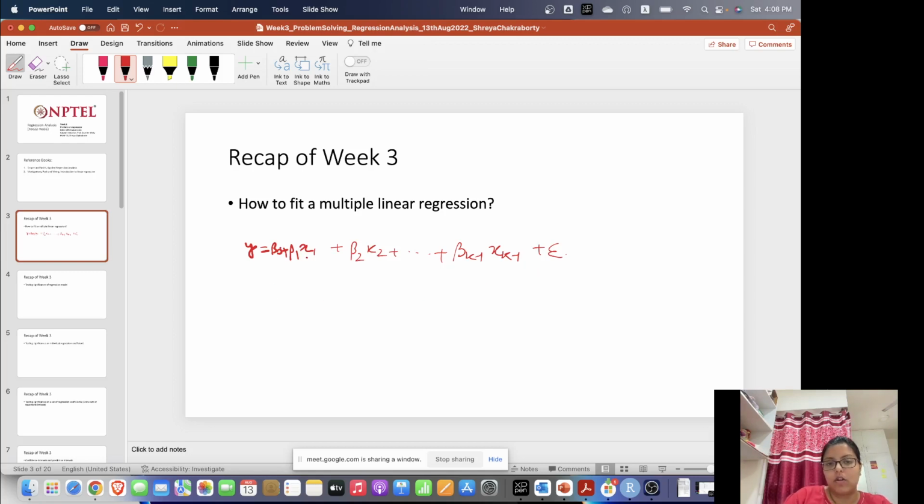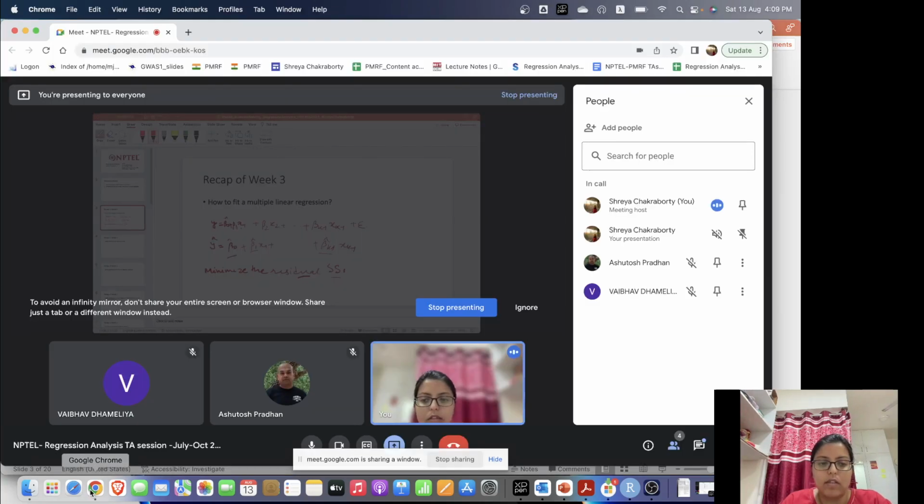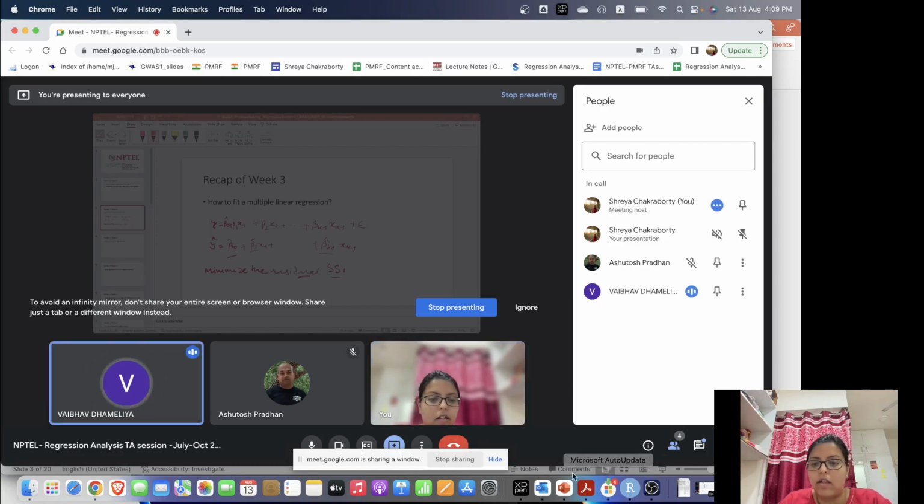So in order to fit such a regression, we had to find estimates of these things, like y hat would then be beta naught hat plus beta 1 hat x1 plus so on, and these estimates would be obtained by minimizing the, this is the fundamental idea, the residual sum of squares of errors. Up till this, is it clear? I hope this is clear to you, Vaibhav. Yes, ma'am. Okay.